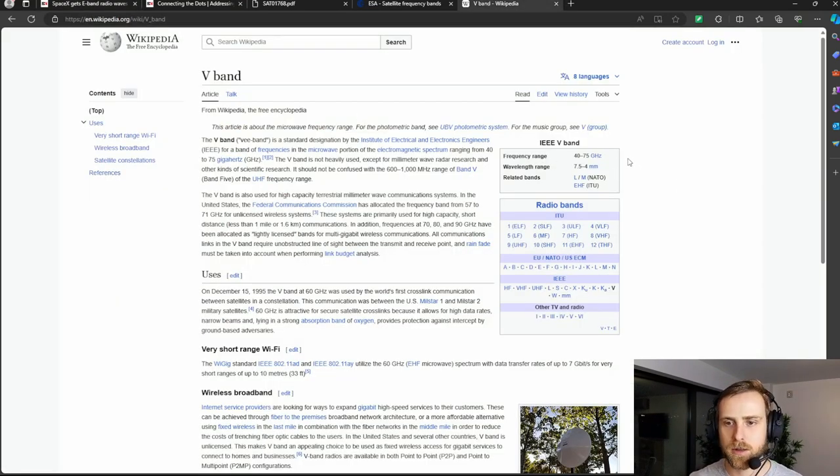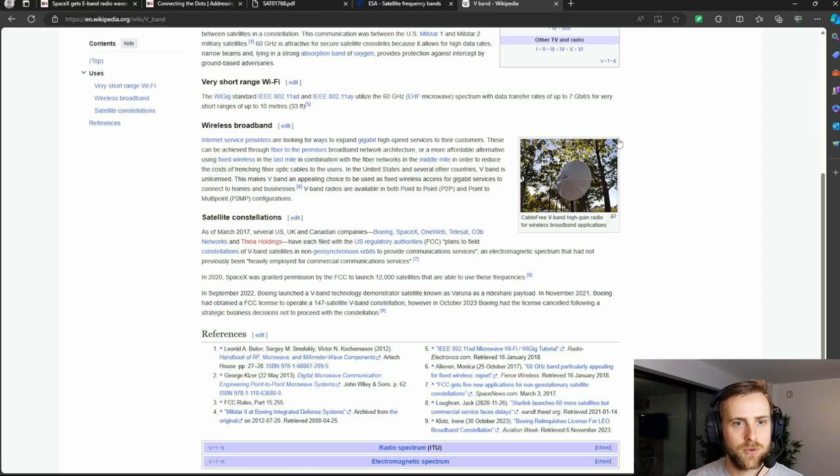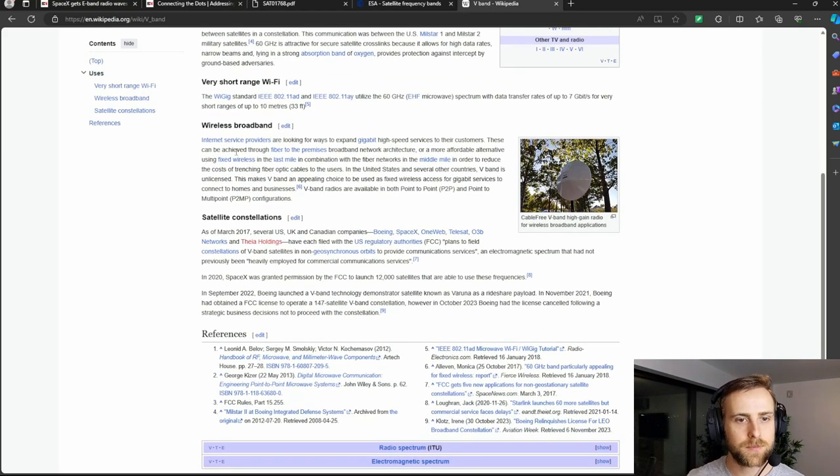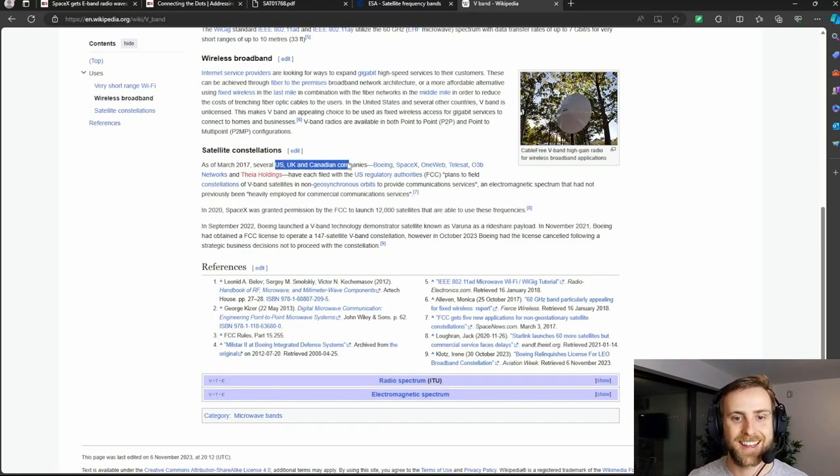Here's a quick look at V-band, so 40 to 75 gigahertz. Not too much information here, so very short range Wi-Fi. One of its use cases, wireless broadband. ISPs are looking to implement this probably on their fiber networks and satellite constellations. Several US, UK, and Canadian companies: Boeing, SpaceX, OneWeb, Telesat, O3b.